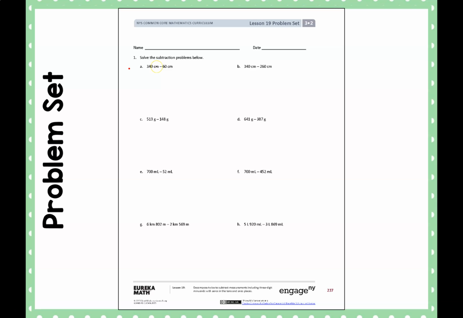Okay, so I have 340 centimeters minus 60 centimeters. Let's start by drawing out our place value chart. I have my ones, tens, and hundreds. Then I'm going to write my problem off to the side in the standard algorithm. Alright, so let's go ahead and build the number 340. So I have 0 ones, 4 tens, and 3 hundreds. I don't build the number 60 though, because that's what we are taking away from 340.